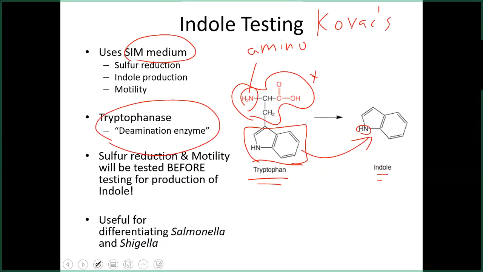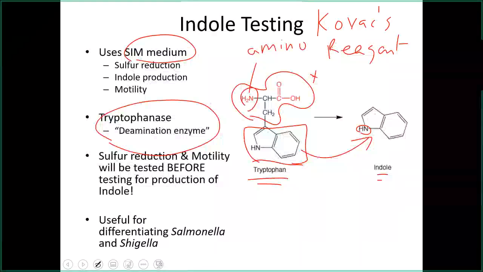And I'm remiss, I don't remember the exact chemical composition of Kovacs reagent, but in the presence of Kovacs, this indole will give a cherry red color. Right? So that's one of the things we can find using SIM agar: whether there's indole present. In addition to that, there's this sulfur reduction that I mentioned.